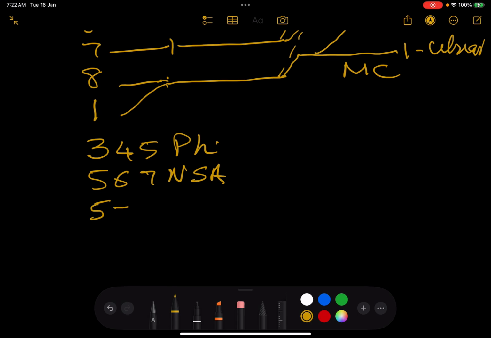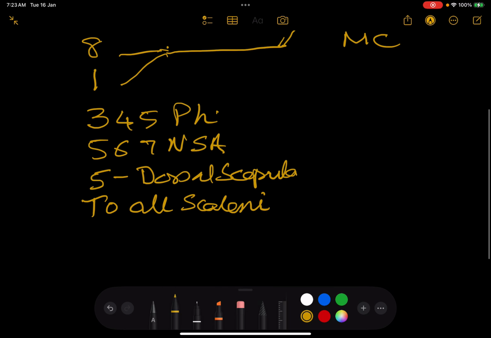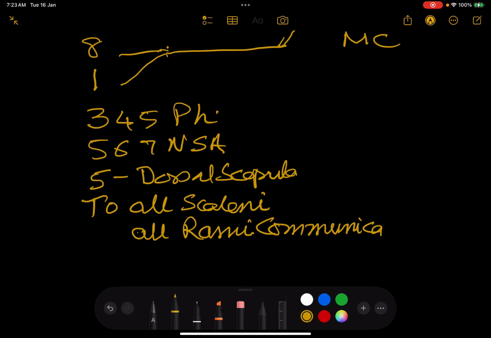5 is common, which is dorsal scapular, and 2 all scalene muscles, and all rami communicants. So all roots would do this. And these were the branches from the roots.